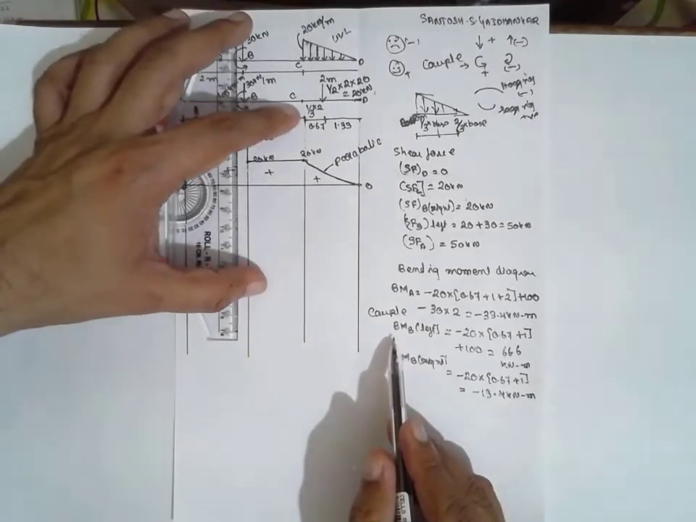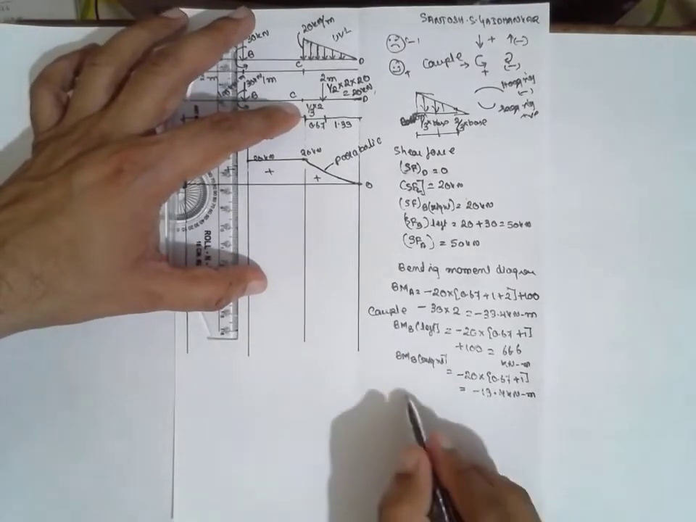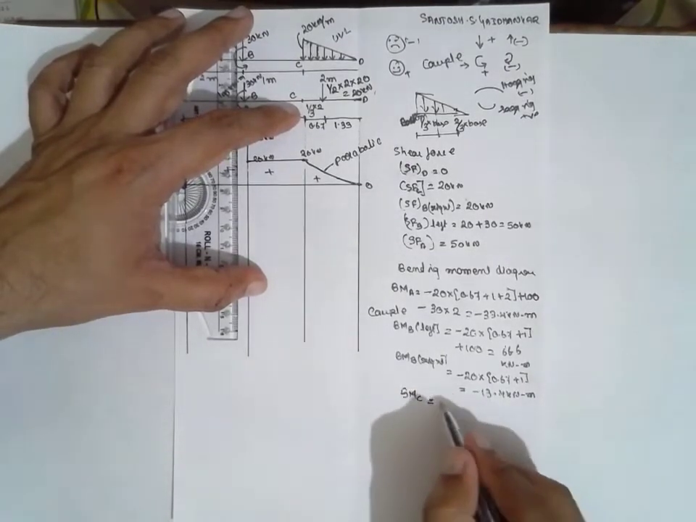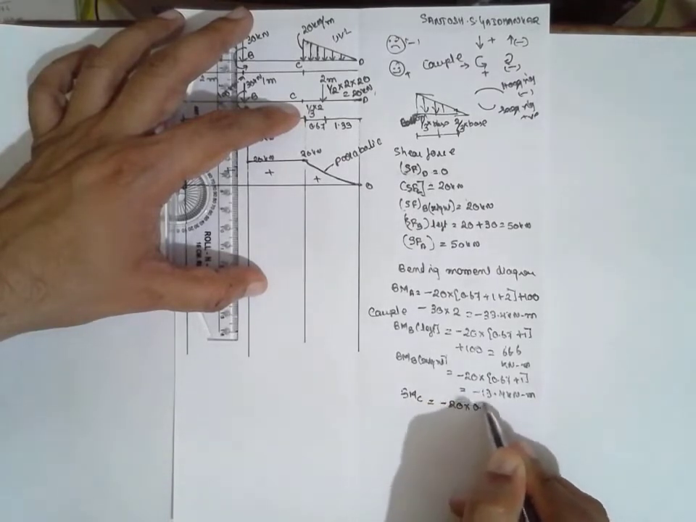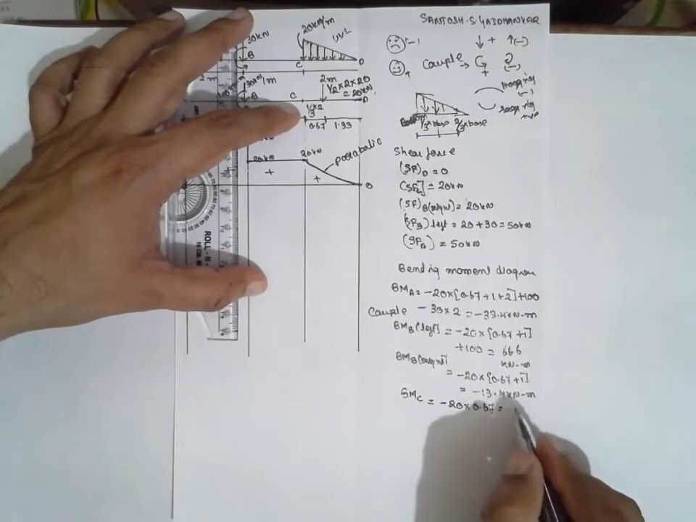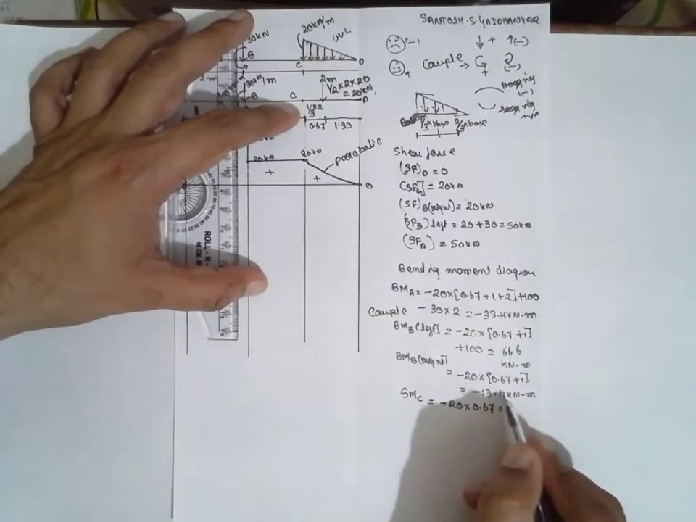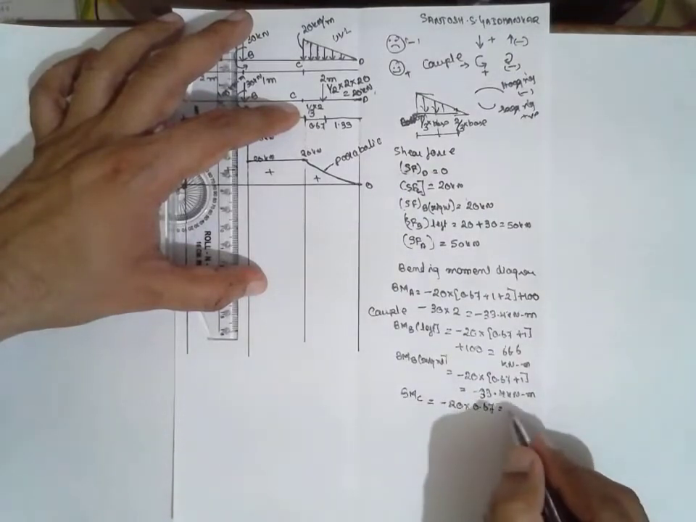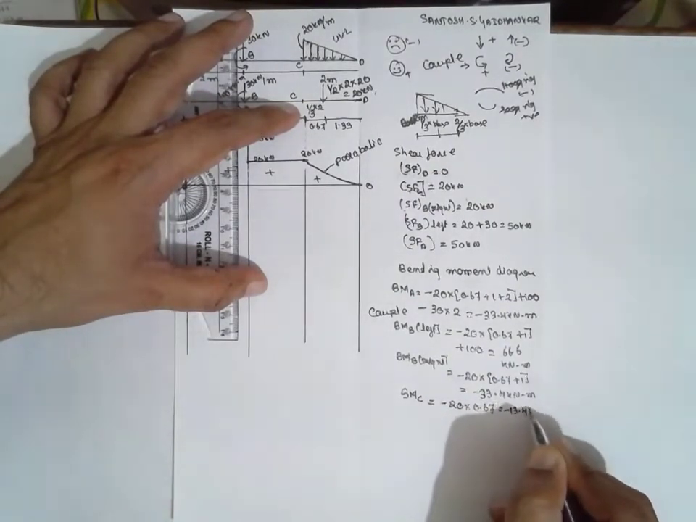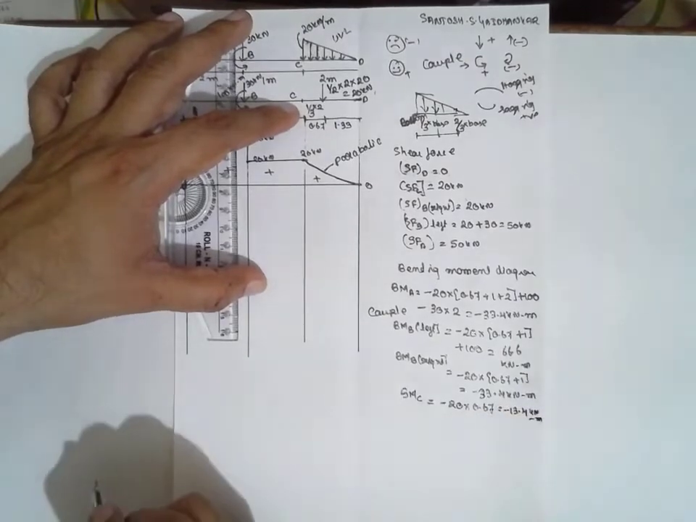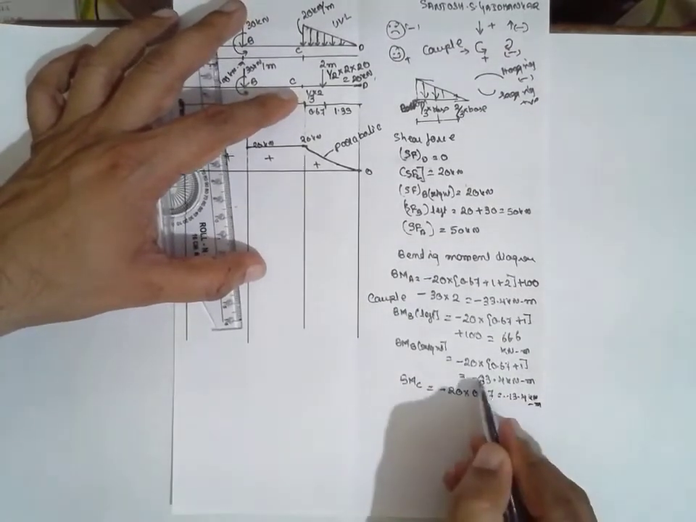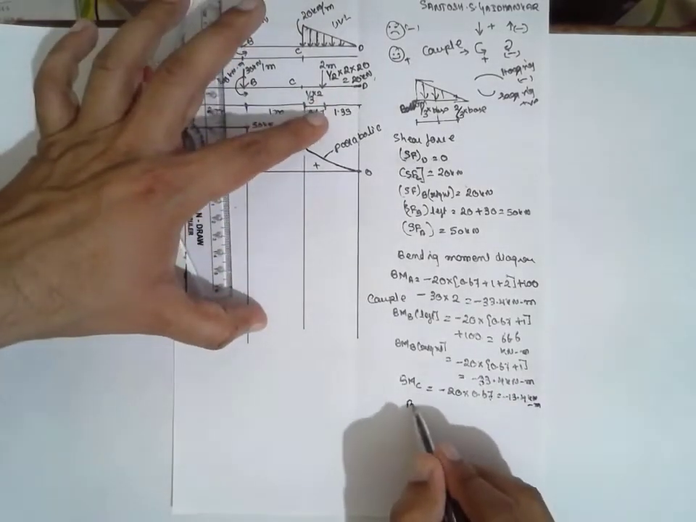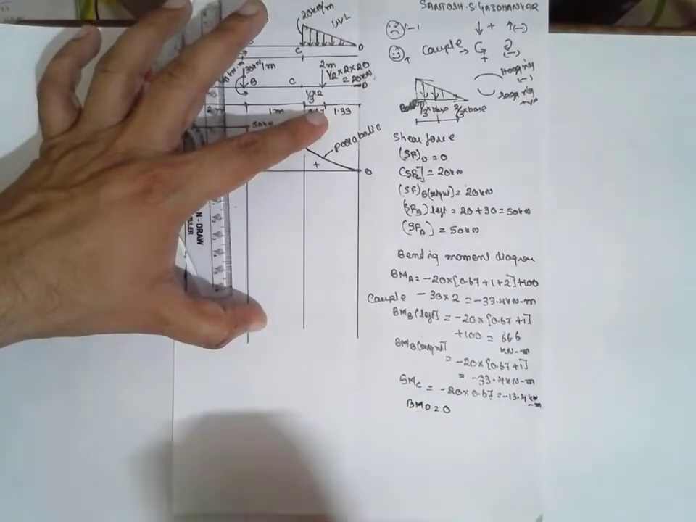Next, at the point C, BMB at C is nothing but minus 20 into 0.67, which is nothing but minus 13.4 kilonewton meter. And the bending moment at D will be 0.